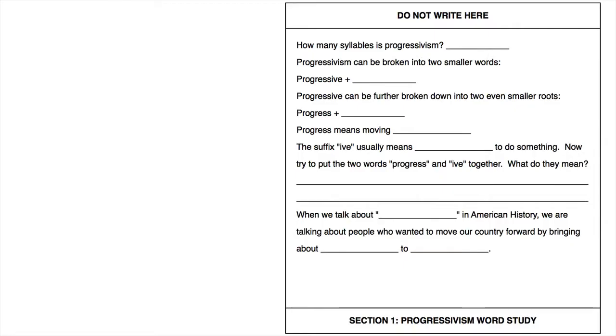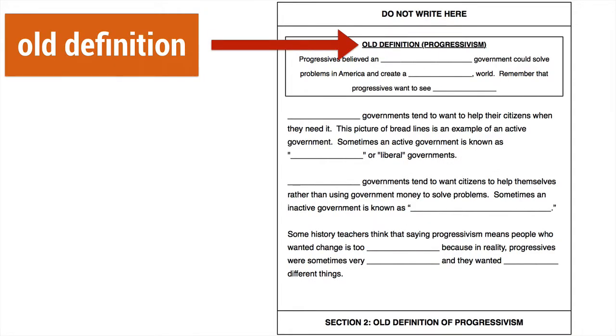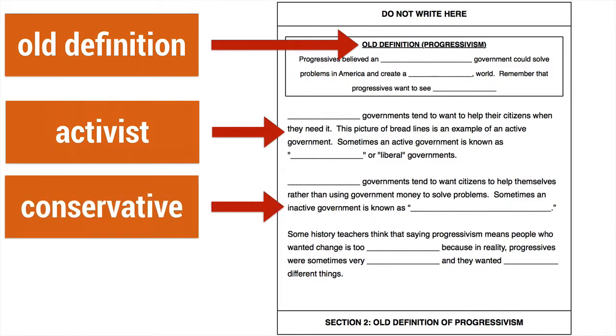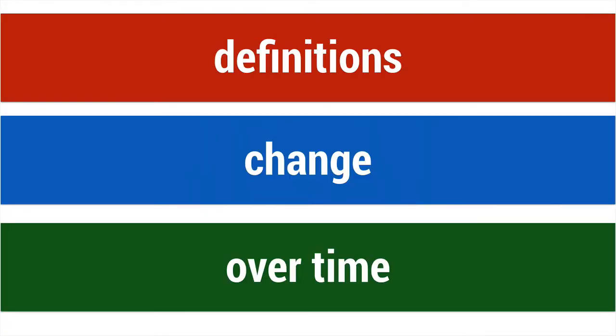This lesson starts by targeting your English language learners with a word study of the word progressivism. The lesson then moves to the old definition of progressivism, followed by activist liberal governments versus conservative governments. The goal of teaching this old definition first is to show that definitions change over time. This is key to the Common Core.